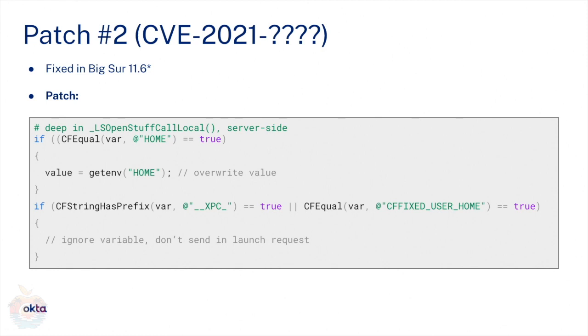They check to see if the variable you want to set is HOME, and if it is, they overwrite that value with the value in the CoreServices agent, which cannot be tampered with, at least from within the App Sandbox. They also check if the variable you want to set has the XPC prefix or is equal to CFFIXED_USER_HOME. Similar to the last patch, they're going to ignore the variable and not send it along in the launch request.